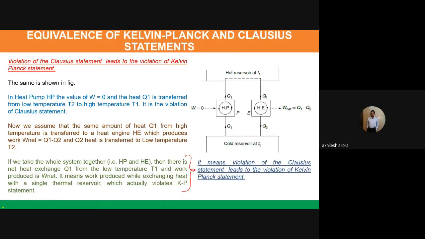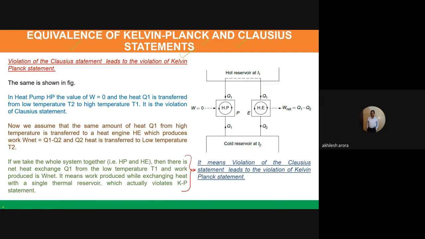Now we have studied about the Kelvin Planck statement and the Clausius statement of the second law of thermodynamics. So now we are going to understand that both these statements, the Kelvin Planck statement and the Clausius statement, are equivalent to one another. So how? Let us see it here.